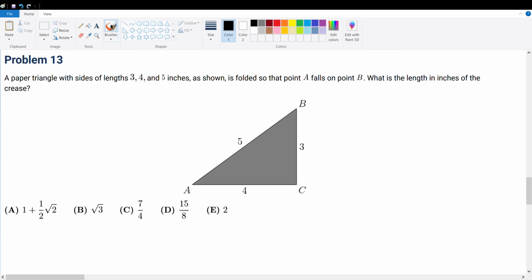Problem 13. A paper triangle with 3, 4, 5 as its sides, as shown, is folded so that A falls on B. What is the length in inches of the crease? So when you want to fold it, visually understanding it, obviously you're going to crease it. So it's going to go boom right here.